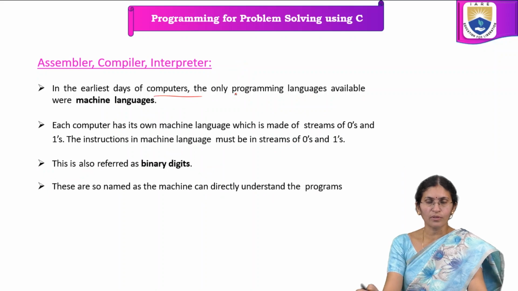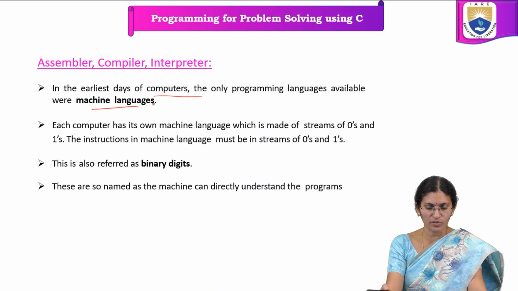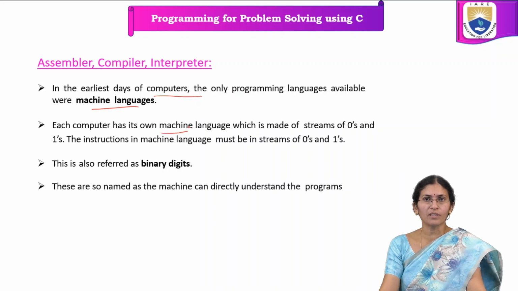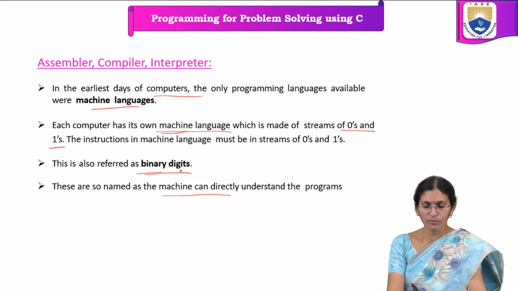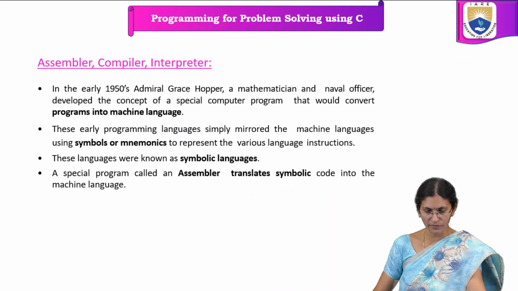In the earliest days of computers, the only programming language available was machine language. The computer understands machine language, which is made of streams of zeros and ones, also referred to as binary digits. It is so named because the machine can directly understand the program. Anything written in zeros and ones is therefore called machine language.